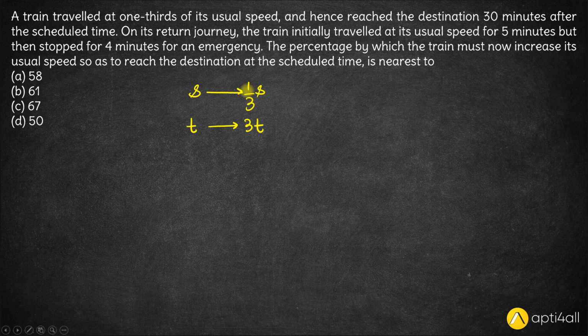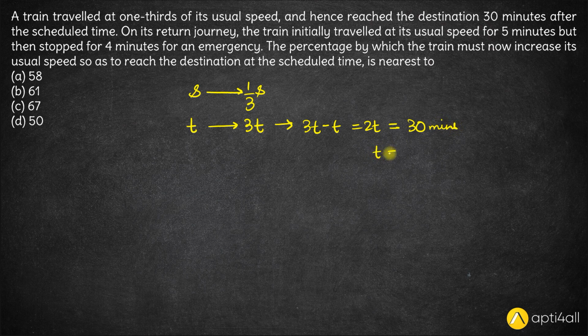Reciprocal. Speed and time are inversely proportional when distance is constant. Hence time taken will become 3t. That means the difference in time taken is 3t minus t. At usual speed and at a slower speed, if you look at the difference in time taken, that will be 3t minus t, which is 2t, and basically he gets late by 2t, which is equal to 30 minutes.